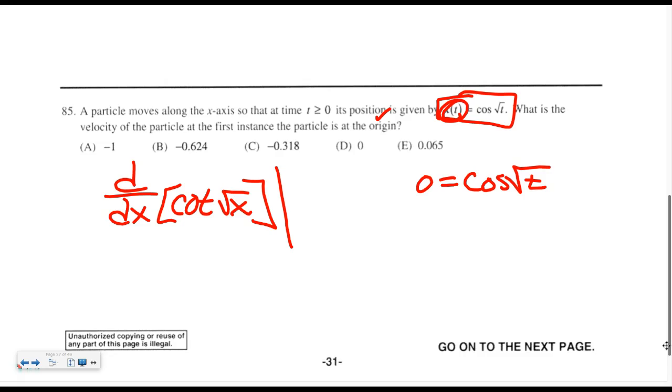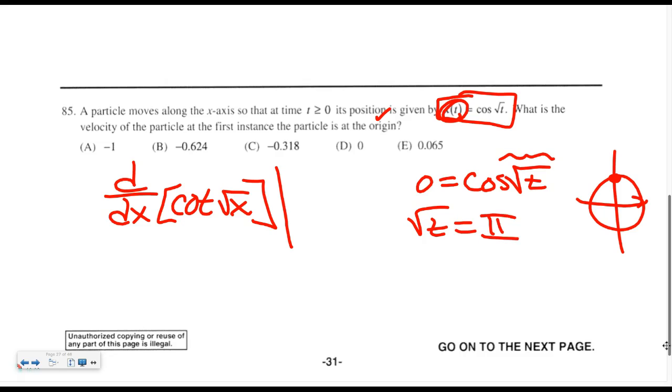You could actually just graph your x of t function and see when it's at 0. That's totally possible. Or you could solve this. The cosine of what equals 0? Well, when you're thinking of your unit circle, the cosine of pi over 2 is equal to 0, correct? So I need the square root of t to equal pi over 2, which means I need t to equal pi squared over 4. Now, if you had graphed this and done a calc zero, you'd get the decimal version of that. But I don't have my calculator out, so I'm keeping it real here.